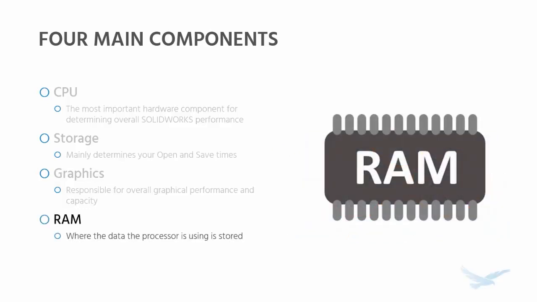Last, but certainly not least, is RAM. RAM is essentially temporary storage and is where the data that the processor is using is stored. The rule of thumb for RAM is to have enough RAM for what you are trying to do. A simpler way to look at it is having more than enough RAM does not mean more speed, but not having enough RAM will drastically hinder your performance. Generally, we recommend having at least 16 gigabytes, although you may need more than this depending on your day-to-day.